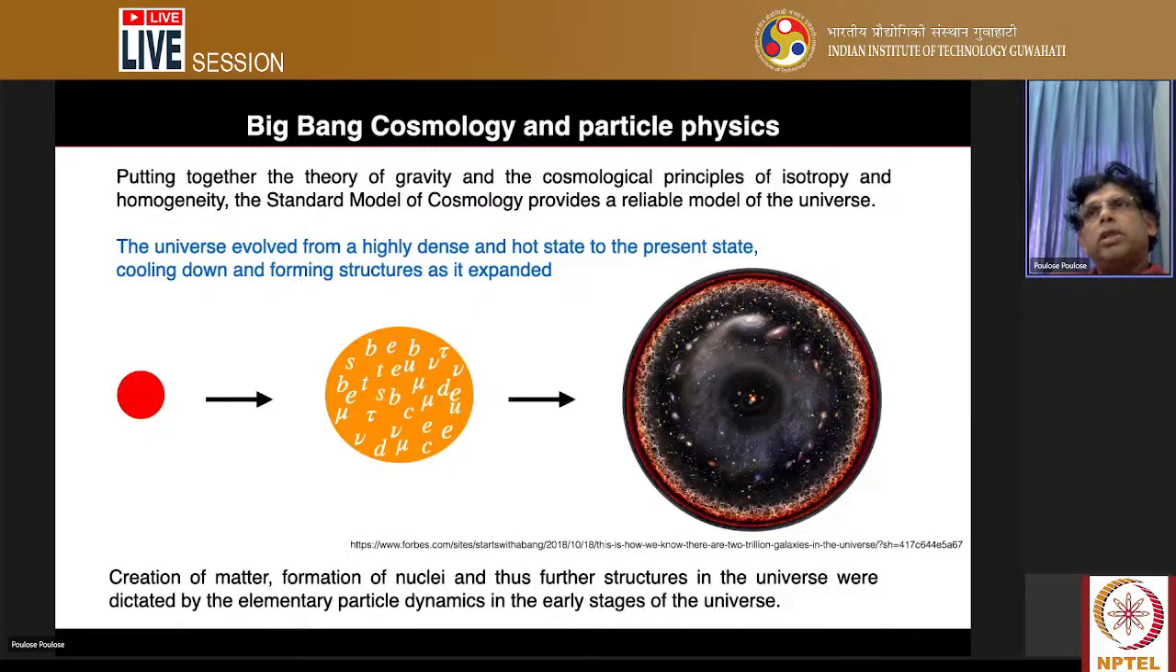Similarly, W boson and Z boson, they are all unstable particles. Top quark also is very unstable. We produce it and then it decays in no time. Higgs boson is also unstable and decays in no time.